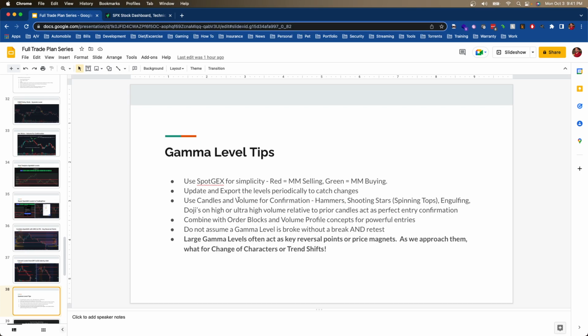We want to always use candles and volume for confirmation. So hammers, shooting stars, spinning tops, engulfing candles, dojis on high or ultra high volume. For entry confirmation, we can combine them with order blocks and volume profile for very powerful sniper entries. And we want to always make sure we don't just assume a gamma level broke until we not only get a break, but also a retest and rejection or hold of that level.